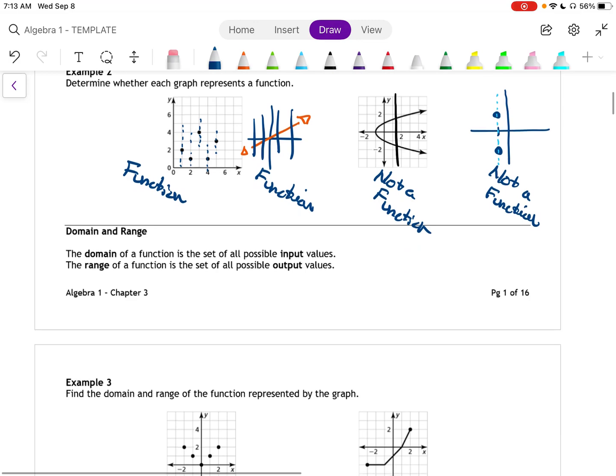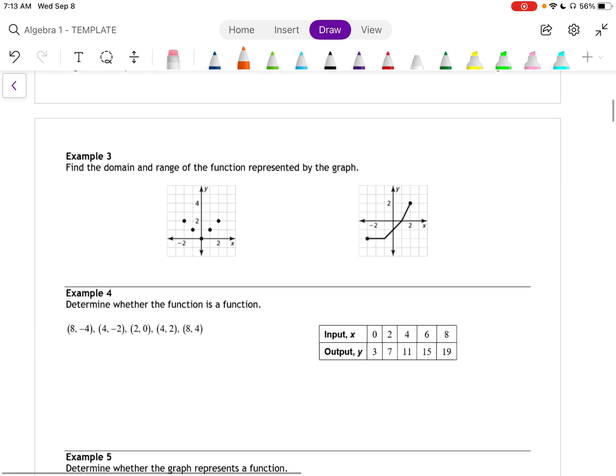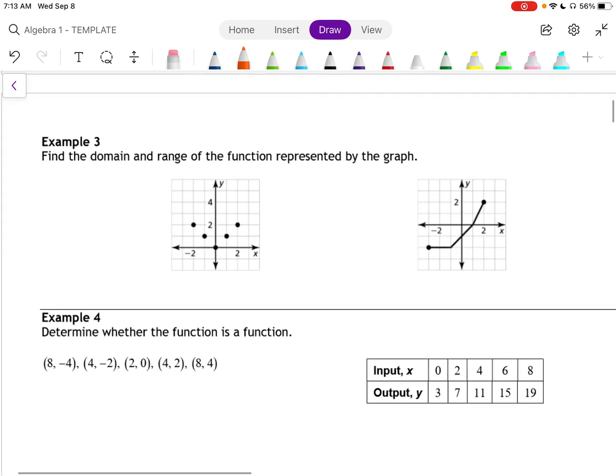Next up, domain and range. The domain of a function is the set of all input values. The range is the output values. Normally, almost always, we call domain X and range Y. Domain is input, range is output. So here we want to list the domain and range.